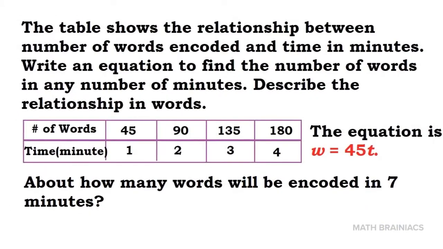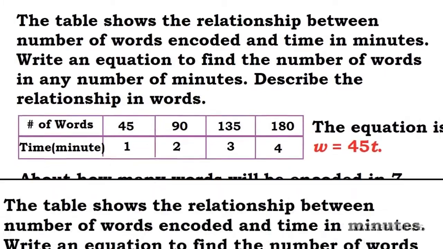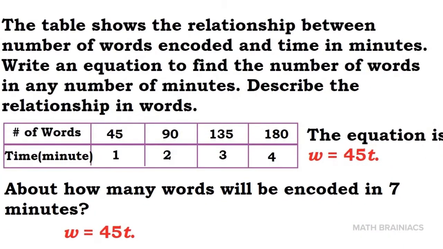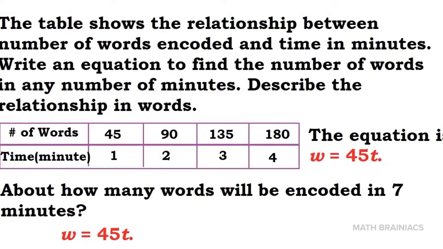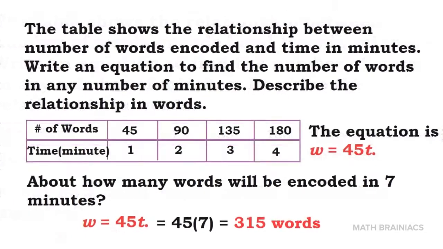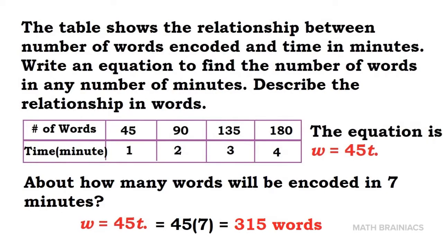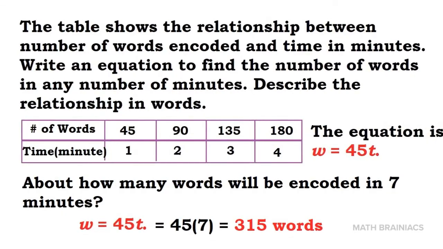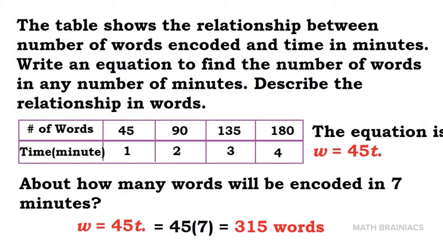What about how many words will be encoded in 7 minutes? What are we going to do? We're just going to substitute the value of time required in the equation. Therefore, W is equal to 45 times T. Substituting the value of time in the equation, it will give us 45 times 7. And the words that will be encoded will give us 315 words.